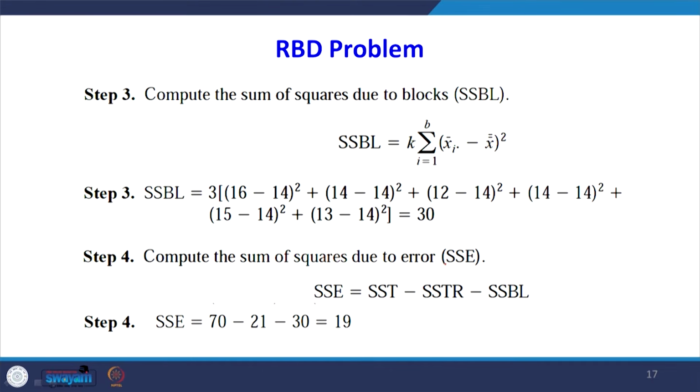We know that from SST we have to subtract treatment sum of square and blocking sum of square, that will give SSE. 70 minus 21 minus 30 is 19. So, this 19 is a true SSE, because this SSB amount is due to an extraneous variable, a noise variable. So, the error due to this we are removing while finding SSE.